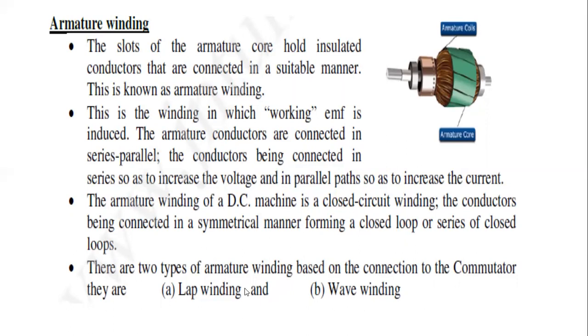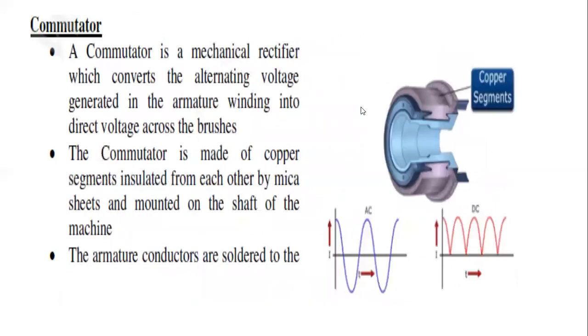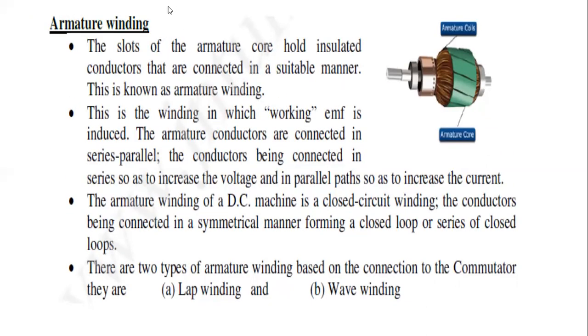This armature winding consists of two windings. The connection of the winding is either a lap winding or a wave winding. The armature core is made up of cast iron or cast steel. The armature winding is made up of copper segments.